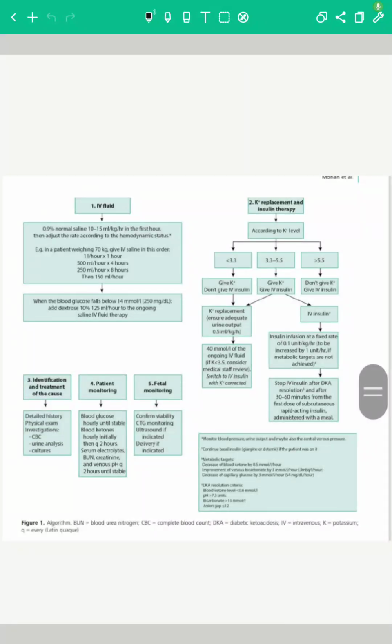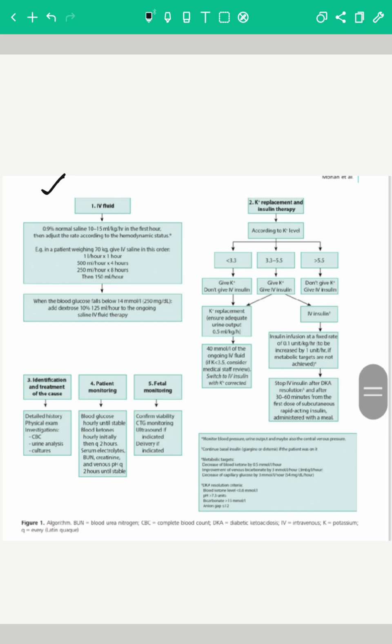Talk about the management of diabetic ketoacidosis in pregnancy, which is precisely this entire table in the TOG article. So, this is very, very easy to remember. We will do it in a few parts so that we can learn it by heart once and forever.